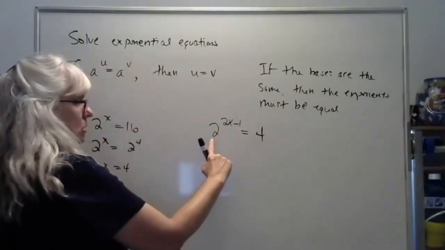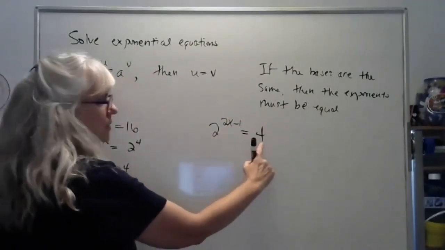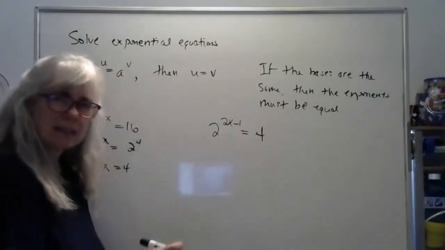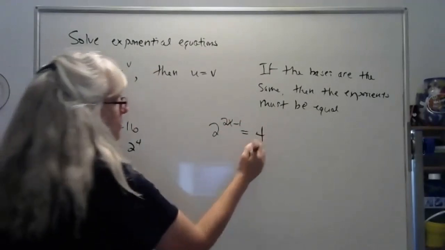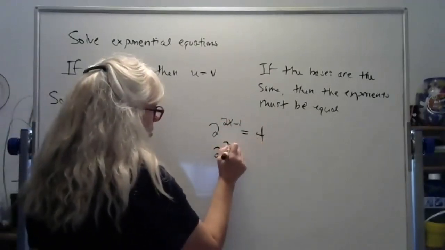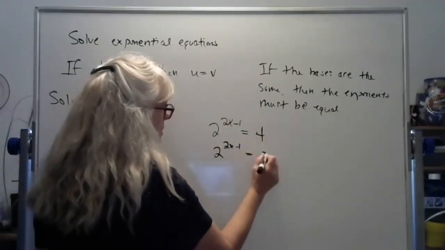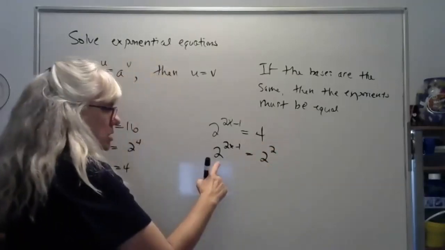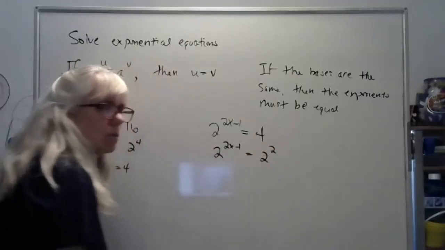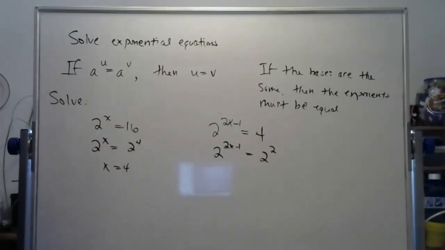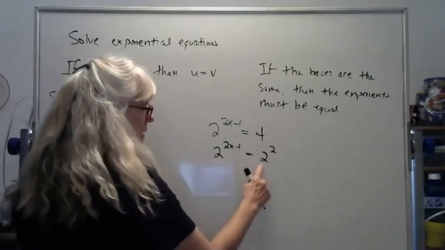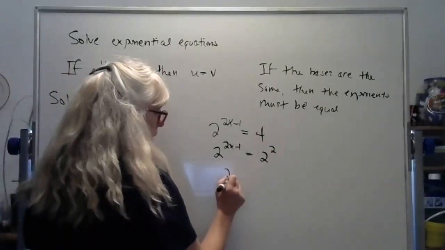So again, I have the same issue. One side's got a base of 2, the other side has a base of 4. I need them to be the same numbers. Well, we can rewrite that 4. So 2 to the 2x minus 1 equals 2 squared. So again, I'm not touching the left side, I'm only manipulating the right side. 4 is 2 squared. The minute you have those bases as the same numbers, you can then set the exponents equal.